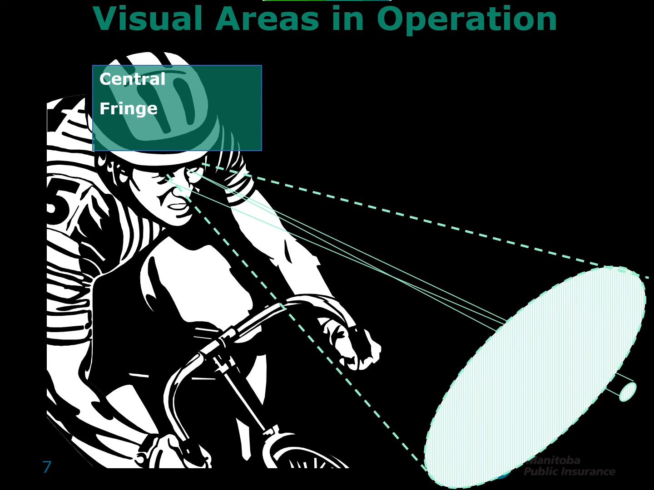Fringe vision is the 30 to 40 degree circle that surrounds our central vision. It doesn't have the same density of sensory cells, but still provides a sufficient amount of detail to help us gather a great deal of information.